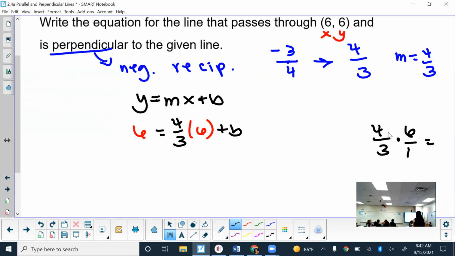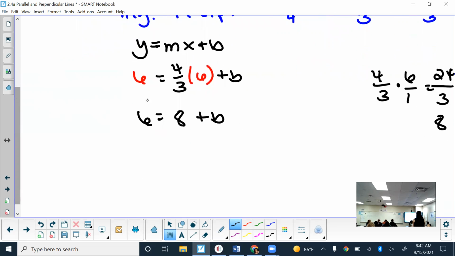And then we multiply straight across. So 4 times 6 is 24, 3 times 1 is 3, 24 divided by 3 is 8. So I have 8 plus b equals 6. How do you get the b by itself? Subtract 8 on each side. And then b is equal to -2. The 6 minus 8 is -2.